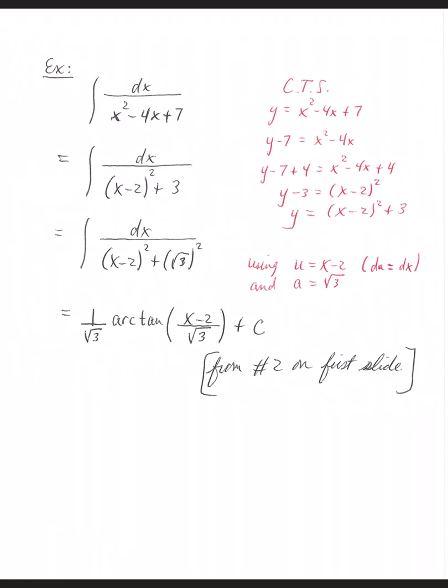Using Formula 2 from the first slide, we have 1 over a. That's 1 over square root of 3 times tangent inverse of u over a, which is x minus 2 over square root of 3, plus our constant of integration.